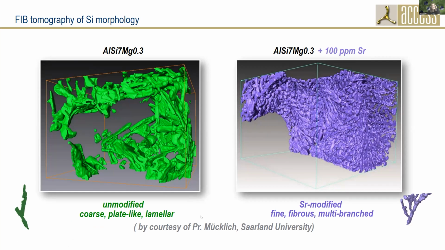So here, if it's unmodified, you see a rather coarse plate-like lamellar or flaky structure. If it is strontium modified, it is called fine fibrous, and what is important is that it's branching in different directions, multi-dimensionally. Well, here it is branching, but rather in a two-dimensional way.